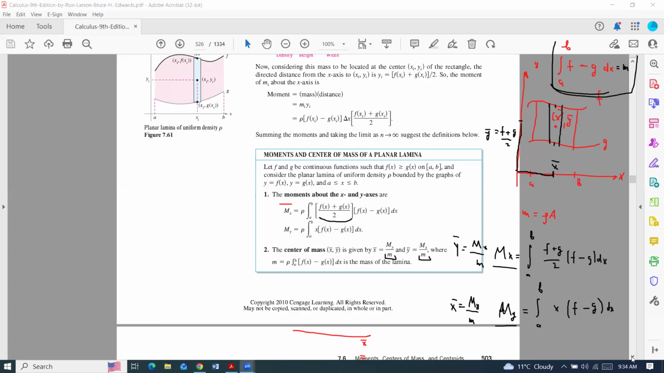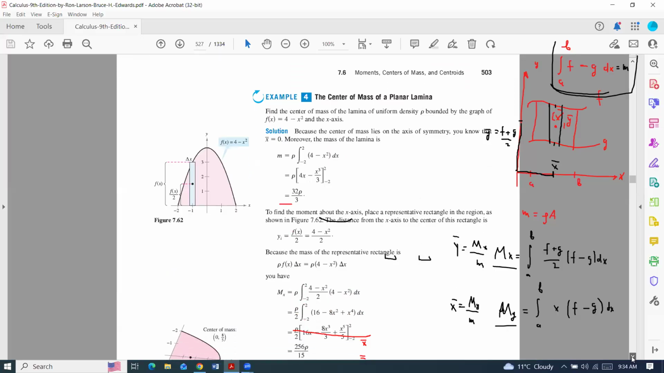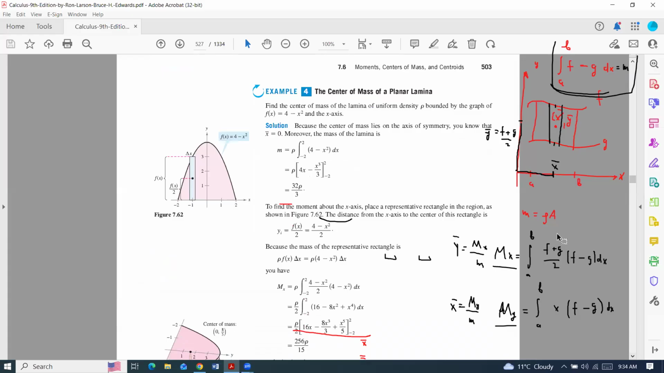So I can take a look at an example. Well, first of all, I need to find the mass of that lamina that they produced using a parabola. So it's cut by the x-axis. So this is my lamina. So my lower function g becomes 0, so it makes life easier for them. So just the function f of x that we integrate, which is nicer.